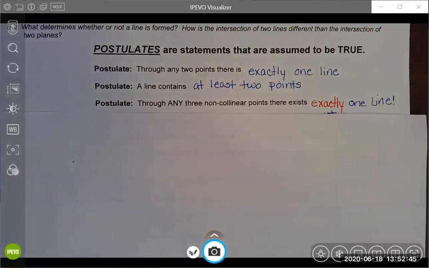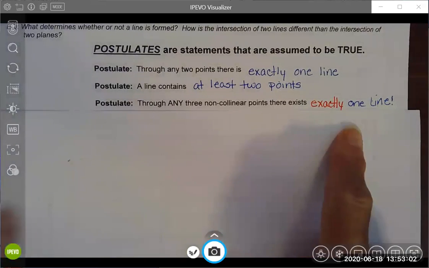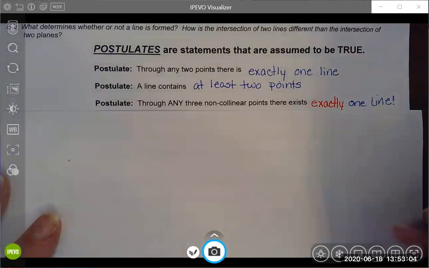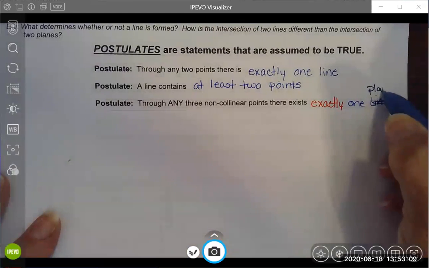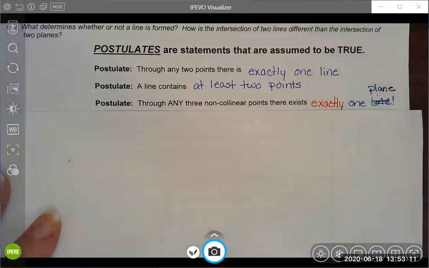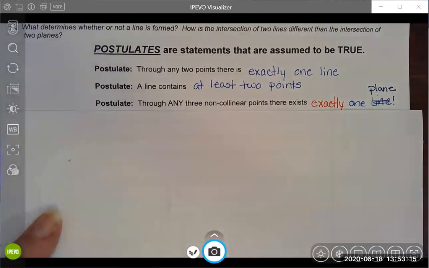The next postulate says that through any 3 non-collinear points, there can exist only one line. No matter how you lay them out, there's only one line in which any 3 non-collinear points exist. I'm going to correct myself. This should be a plane. There exists only one plane through 3 non-collinear points. You can't have a line if your 3 points are non-collinear.